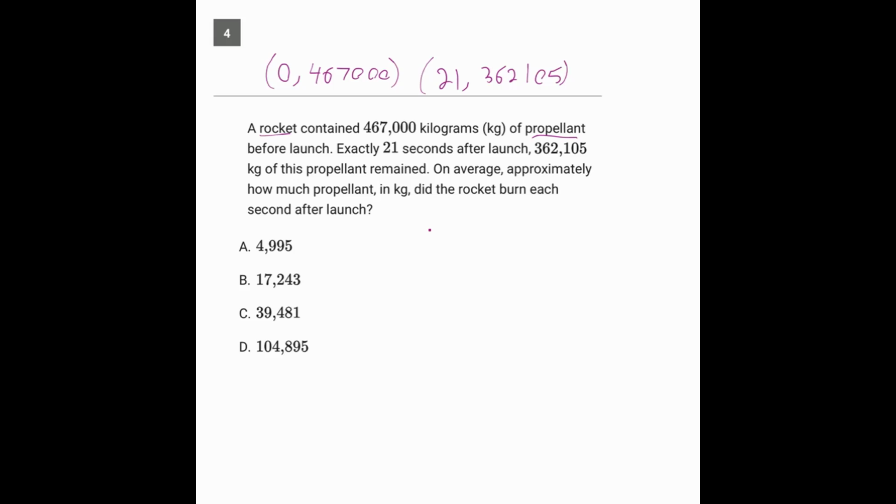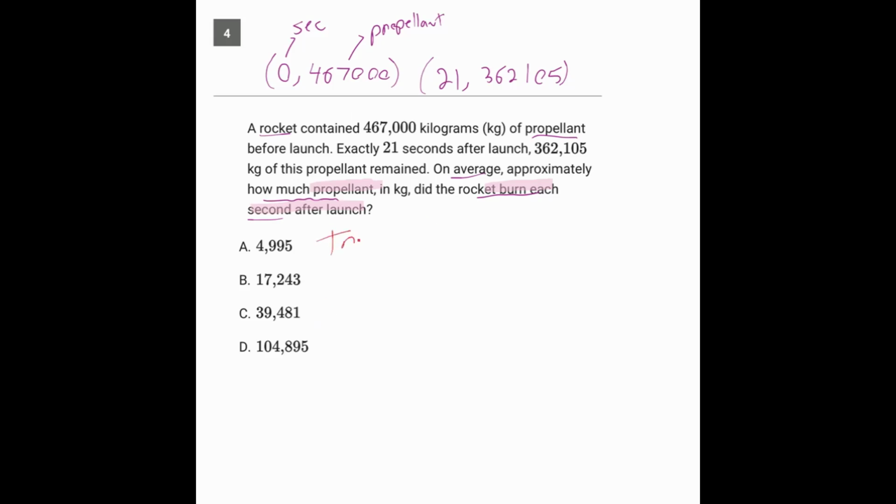And sort of the inherent x is the number of seconds, and the inherent y is the amount of propellant. Then we're being asked, on average, how much propellant was being burned per second. Now that statement right there, what's the amount of propellant being burned each second? To me, that sounds like slope. But if I'm a student who's not quite sure, there's a way to test that out.